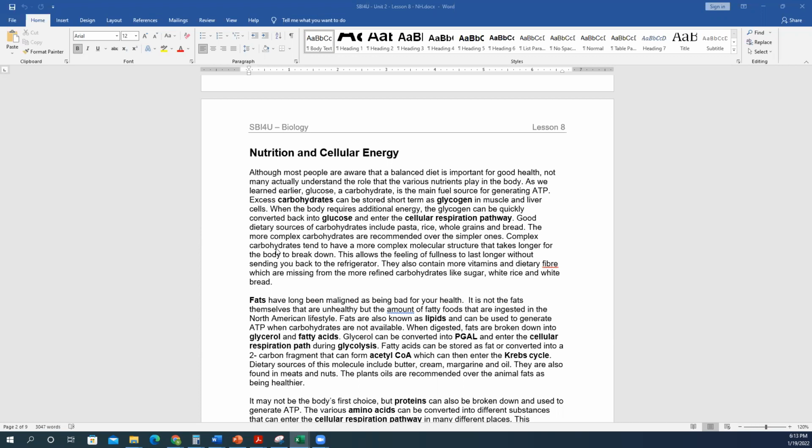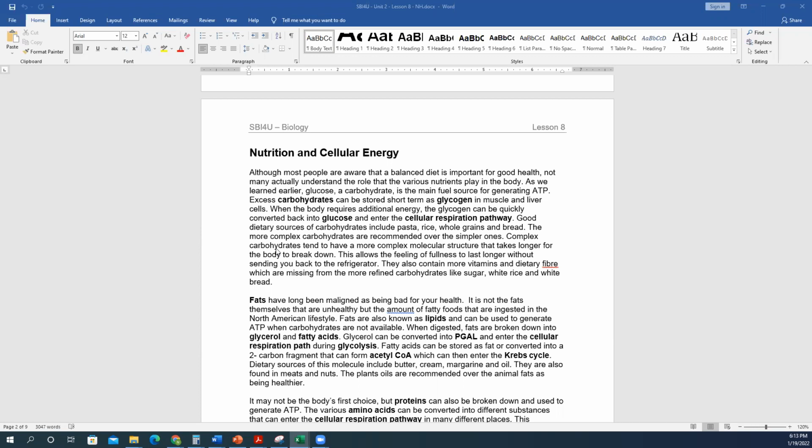But if you have excess carbohydrates, those can be stored either in a short-term way as glycogen in our muscles and liver cells, or they can be used in a more longer-term way and turned into fat. When the body requires additional energy, the glycogen that's stored for short-term use in your muscles and liver can be quickly converted back into glucose and enter our cellular respiration pathway.